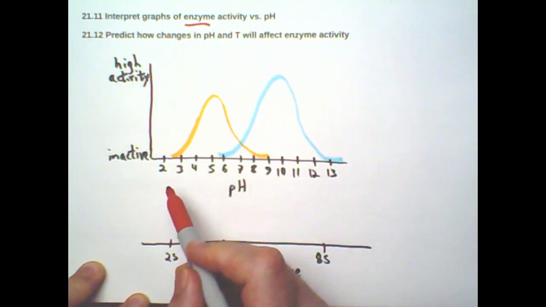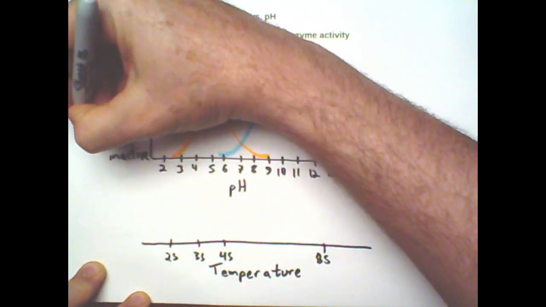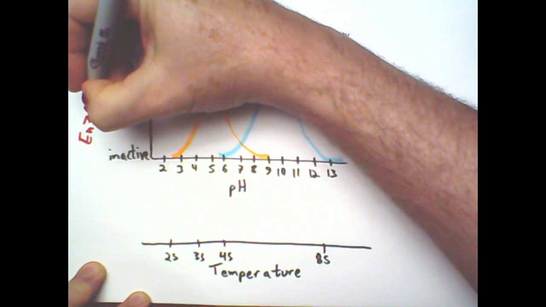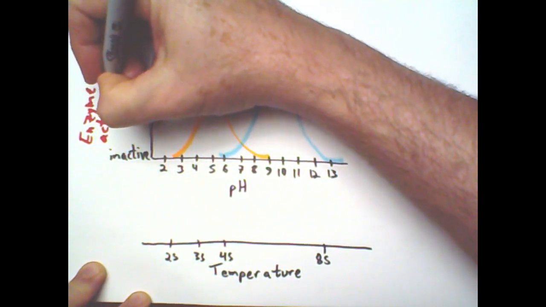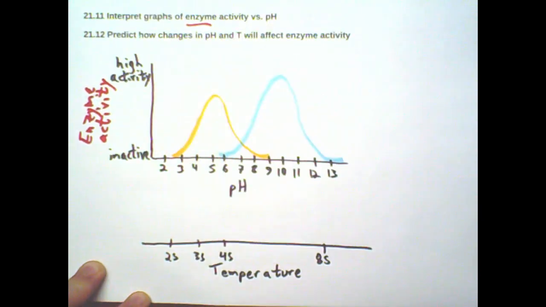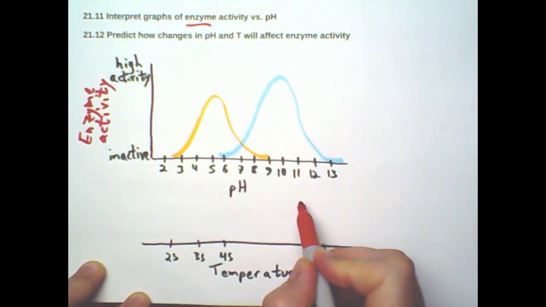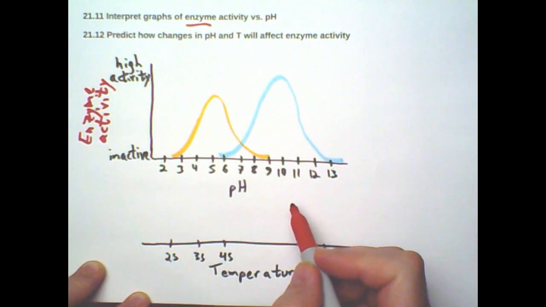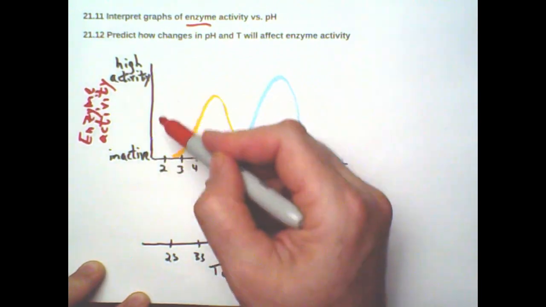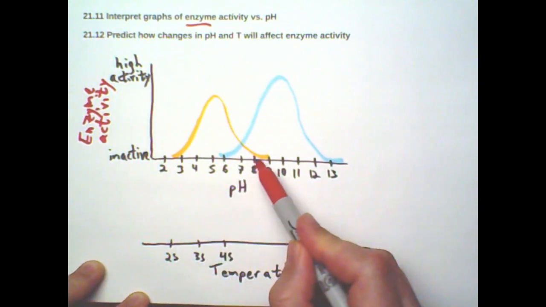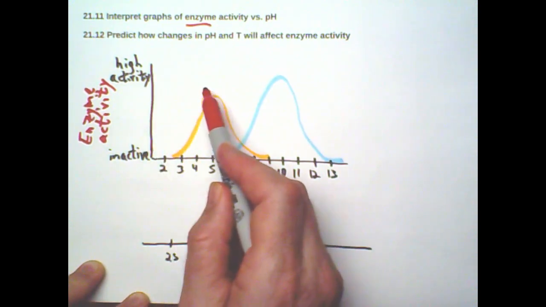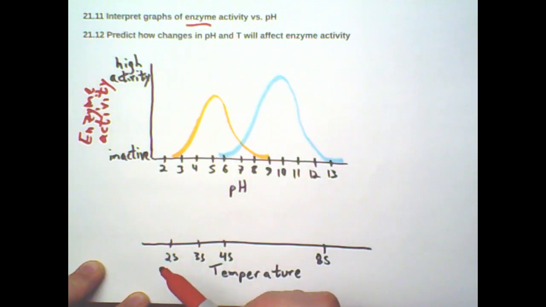So here's a graph of enzyme activity against pH. So this is a made-up graph. Real graphs, you could put real numbers on them for activity, but basically, if it's at the bottom, the enzyme isn't speeding up the reaction at all. If it's at the top, the enzyme is speeding up the reaction quite a bit.